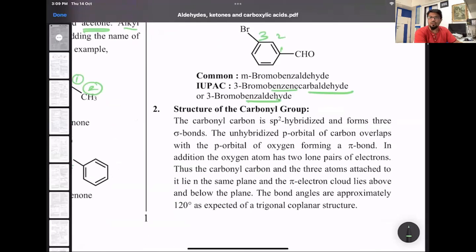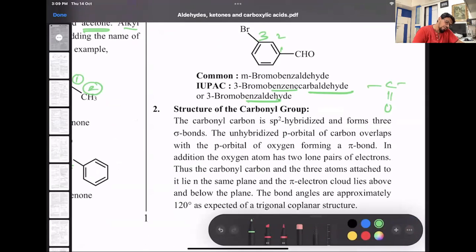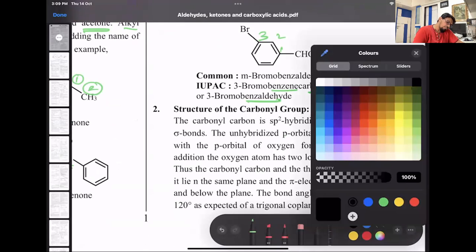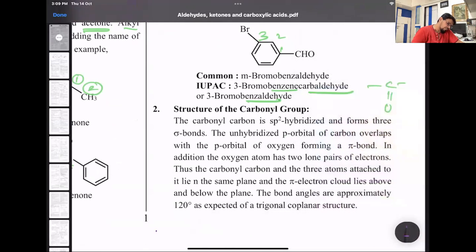Now coming to the structure of the carbonyl group. The carbonyl group, as we see, is a polar group due to difference in electronegativity. Now, if I talk about the hybridized state, carbon is forming how many bonds? If you talk about the bonds formed with respect to carbon, then I can have 1, 2, 3 sigma and 1 pi. Whenever carbon forms 3 sigma and 1 pi, it's going to be sp2 hybridized, trigonal planar, angle of 120 degrees.